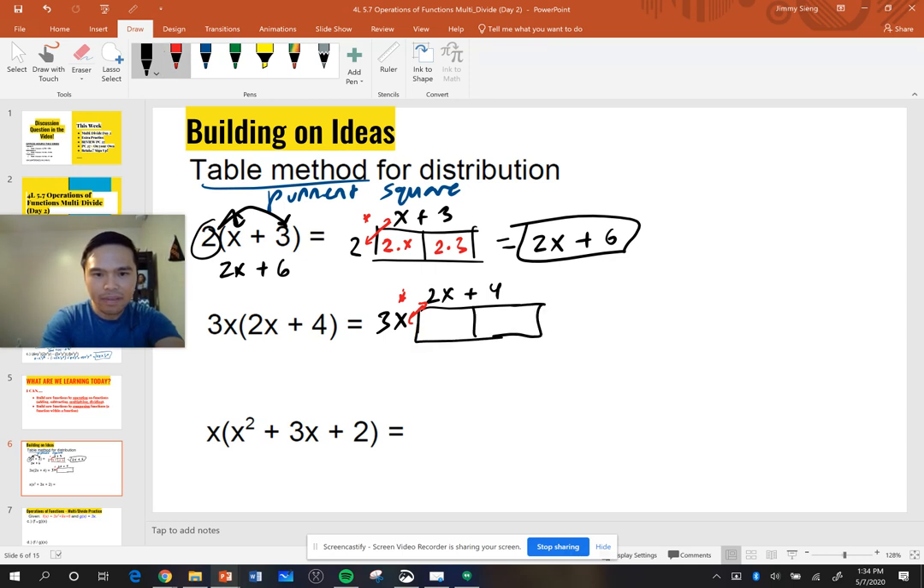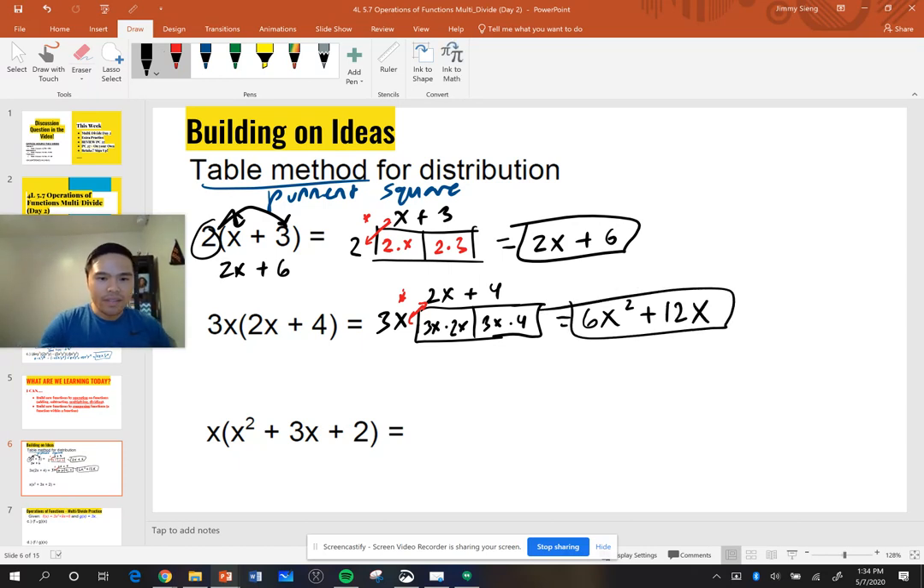Now there. We get 3x times 2x, and we get 3x times 4. That gives me, it looks like, 6x squared plus 12x. That's my answer. Same thing in the bottom.